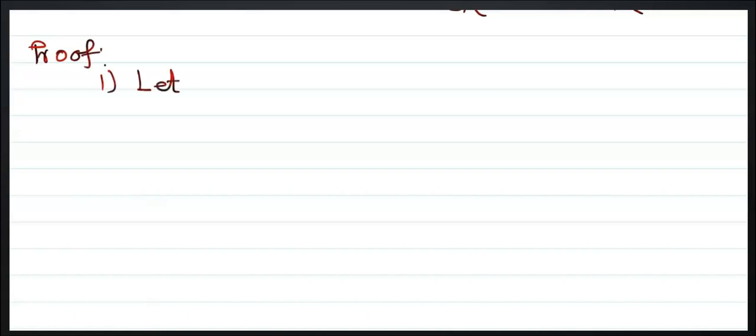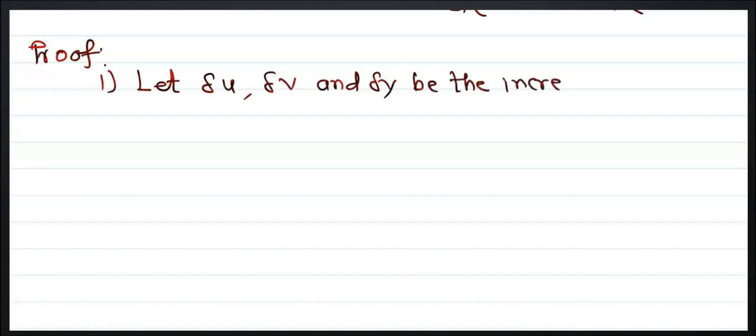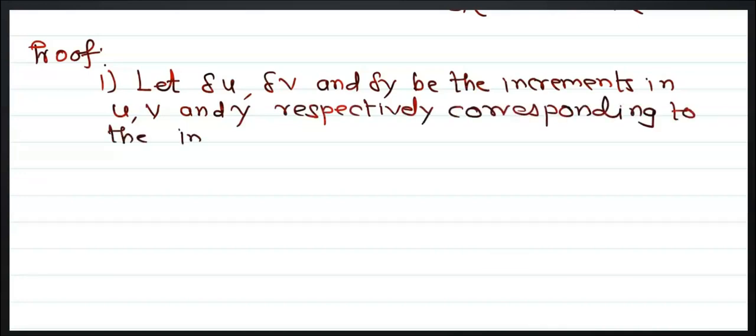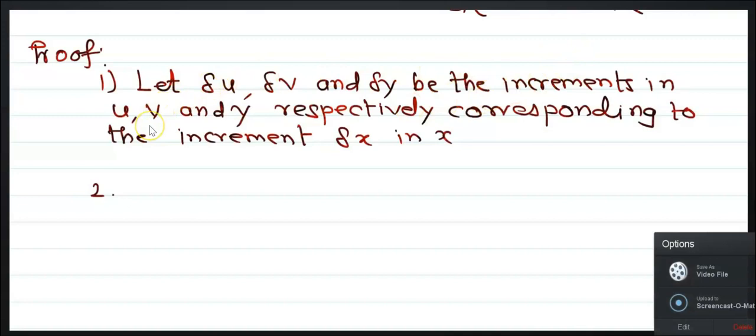Therefore, proof. Let delta u, delta v and delta y be the increments in u, v and y respectively corresponding to the increment delta x in x. हा प्रत्येक थेरम साठी फिक्स असा डायलॉग असणार आहे. Let delta u, delta v and delta y be the increments in u, v, y respectively corresponding to the increment delta x in x.